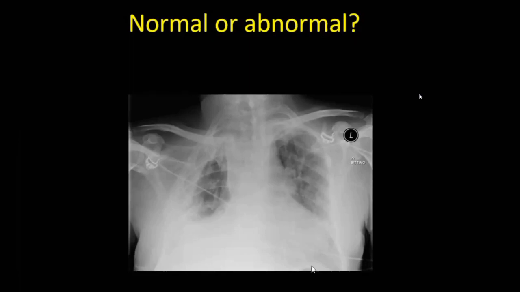So let's focus on the right hemithorax. In the left, yes, there's some element of consolidation in the left hilar area and the left thoracic area. But my question is about the right thoracotomy space. Is it normal or abnormal?